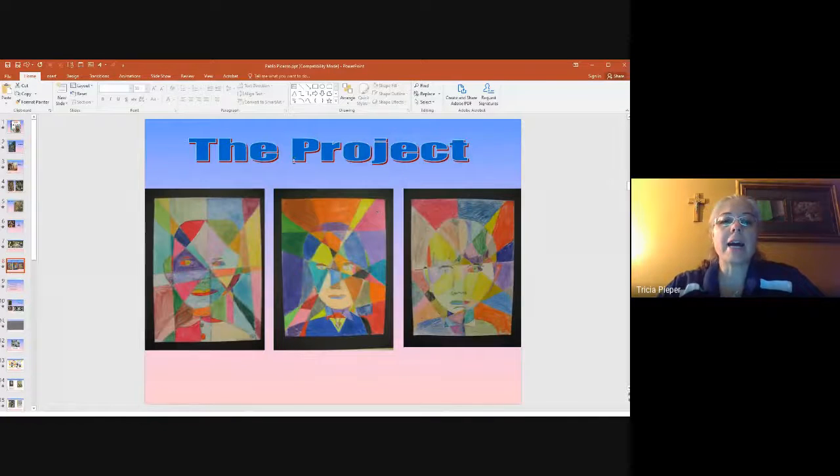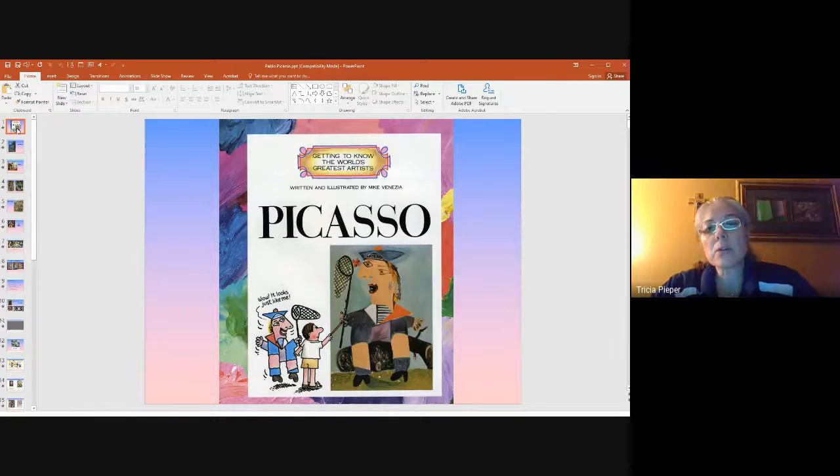Remember, this is what our project will look like when we are done in a few weeks, where we've finished the face that we're finishing today. Next week, I'm going to show you how to divide your face up and how to color it to make it look like these cubistic faces by Picasso. Because remember, Picasso started that famous art history period called Cubism.